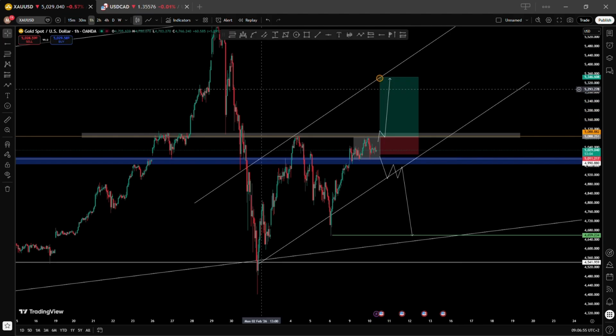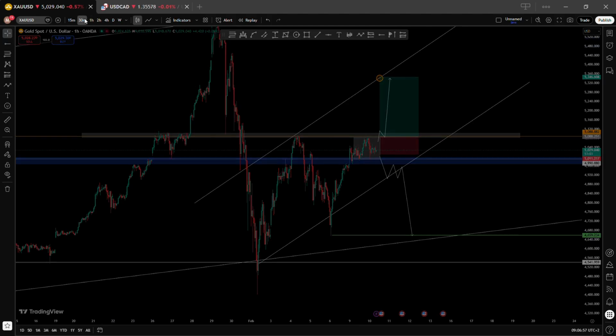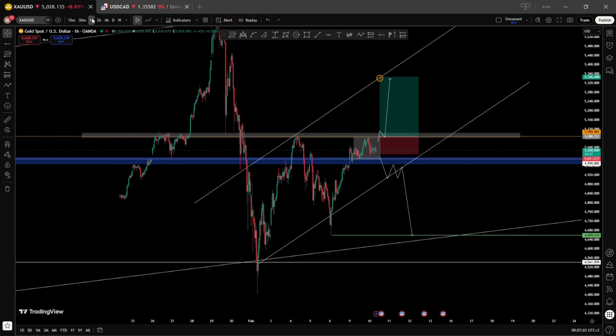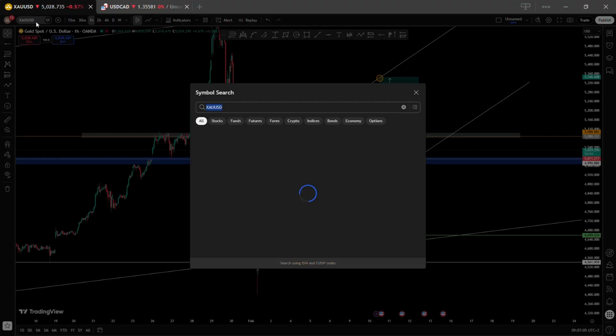Hopefully you guys have learned the thing. For entry points, it's just simple, guys. Wait for the break and retest. That's how we're going to be entering the market. We can now move to our next pair, that is GBPUSD.